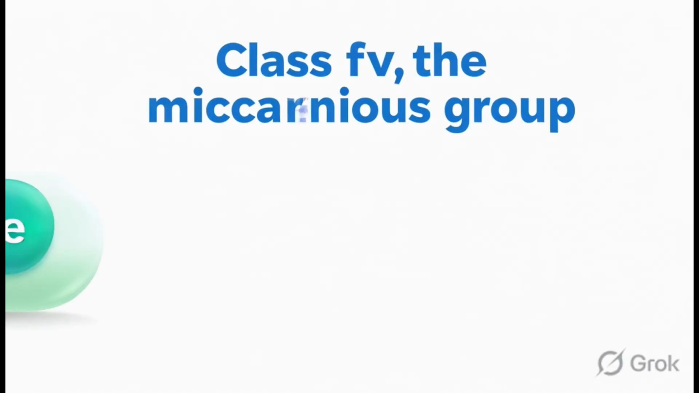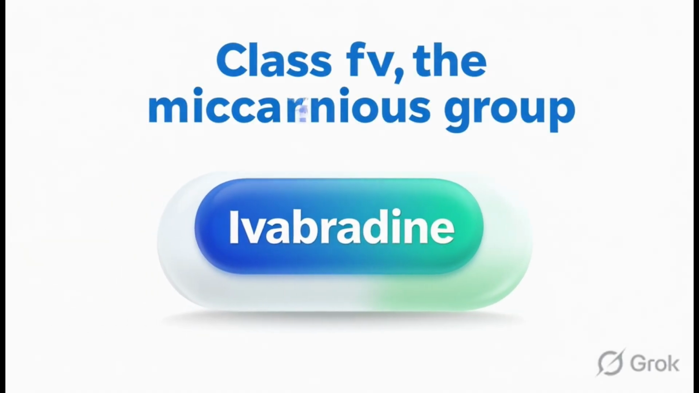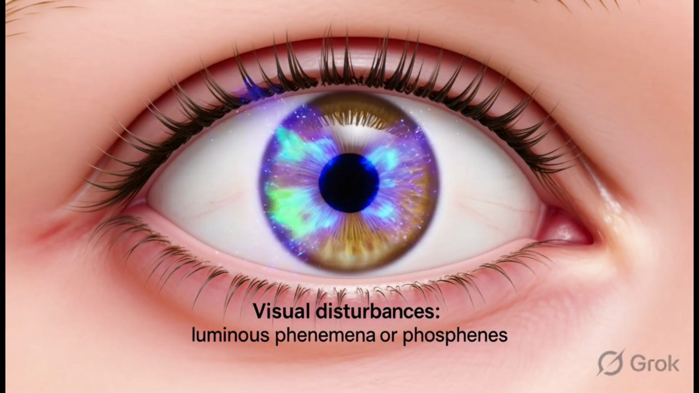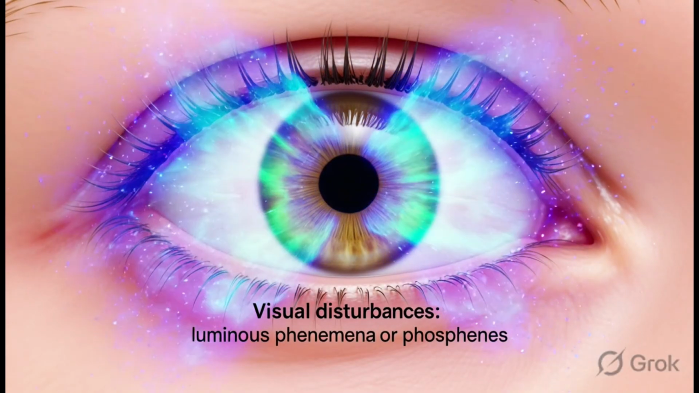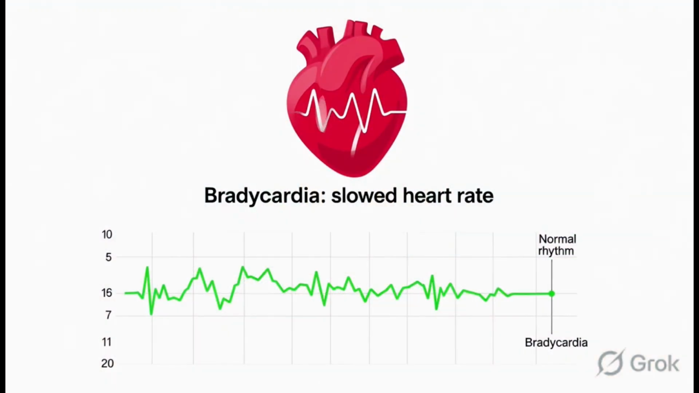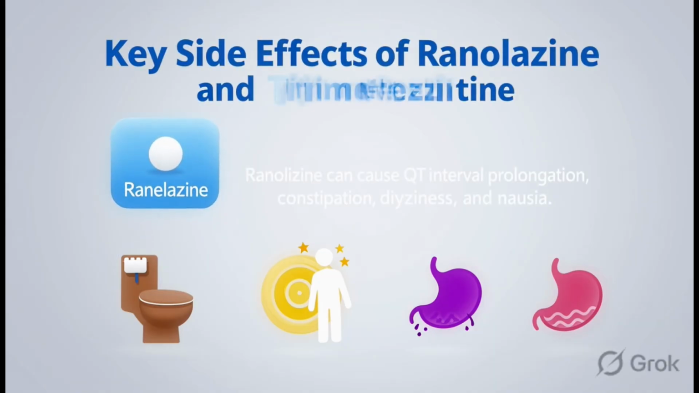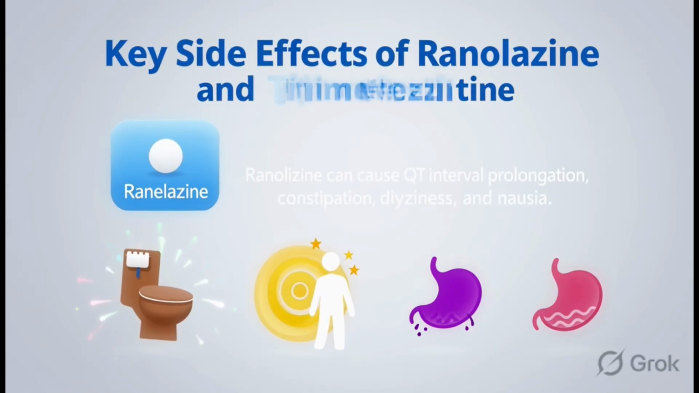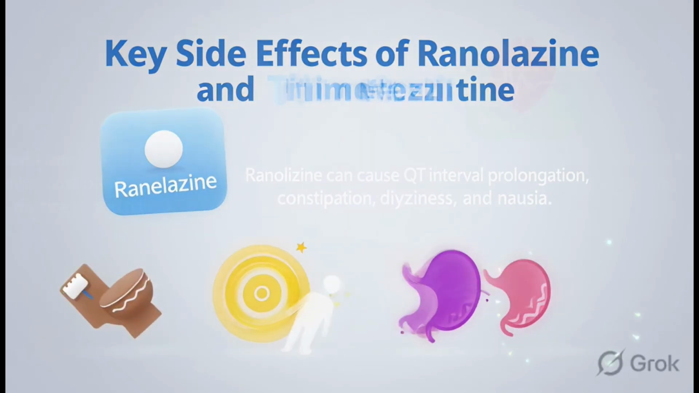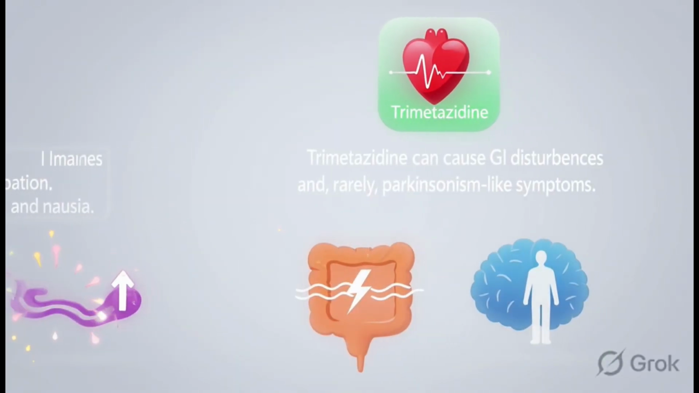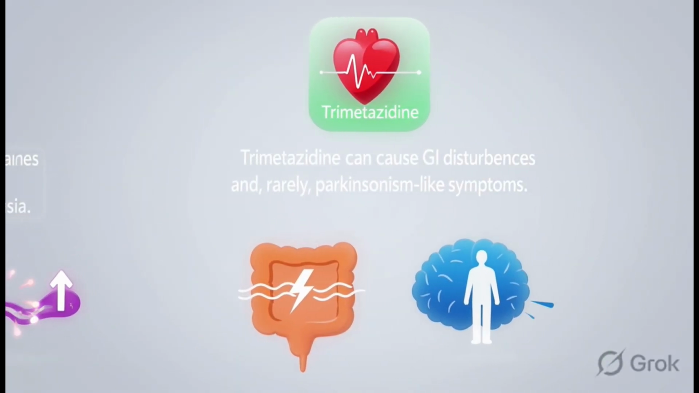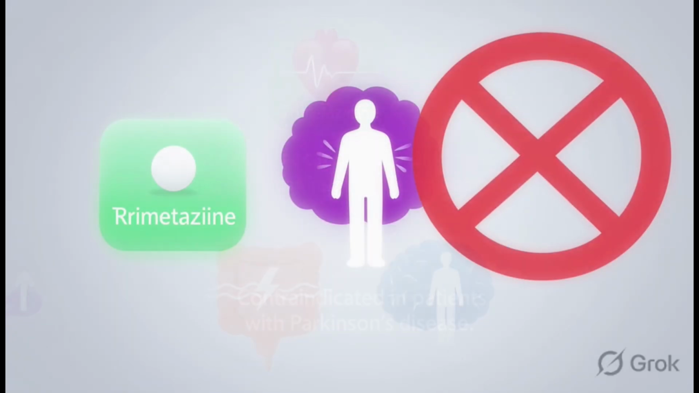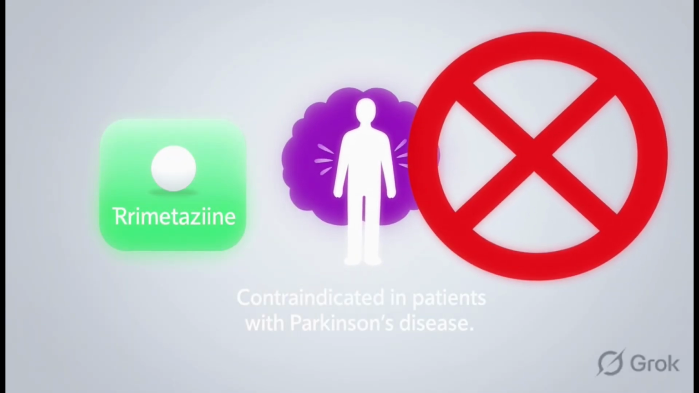Class 5, the miscellaneous group. Ivabradine is known for causing visual disturbances, described as luminous phenomena or phosphenes, along with bradycardia. Ranolazine can cause QT interval prolongation, constipation, dizziness, and nausea. Trimetazidine can cause GI disturbances and, rarely, Parkinsonism-like symptoms, so it's contraindicated in patients with Parkinson's disease.